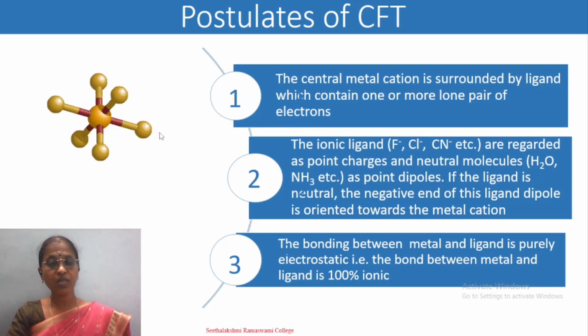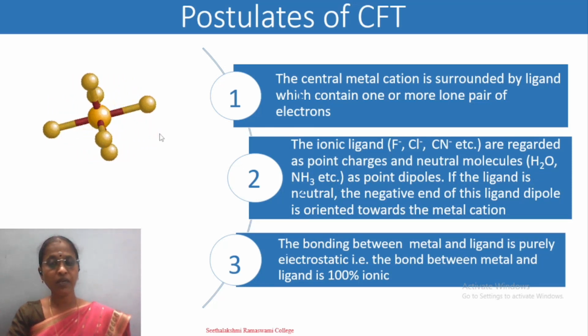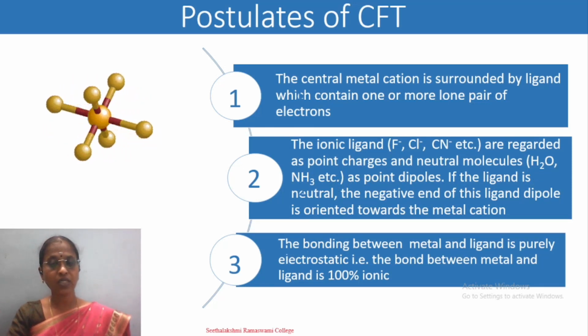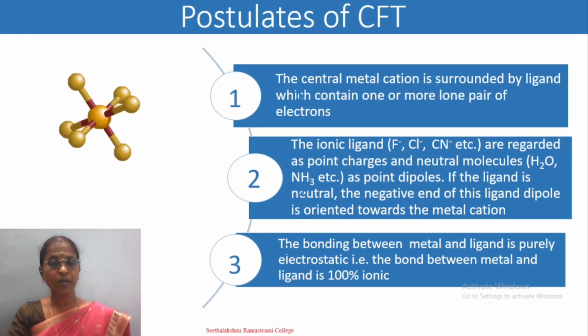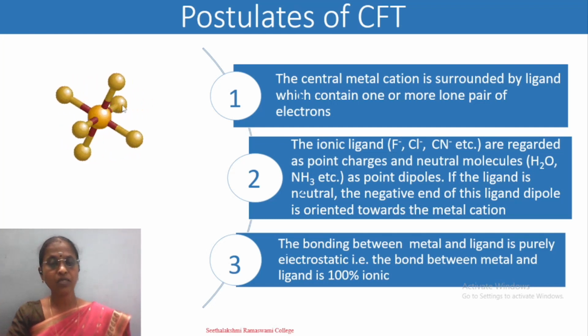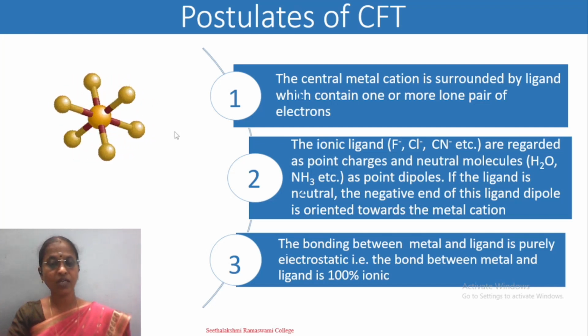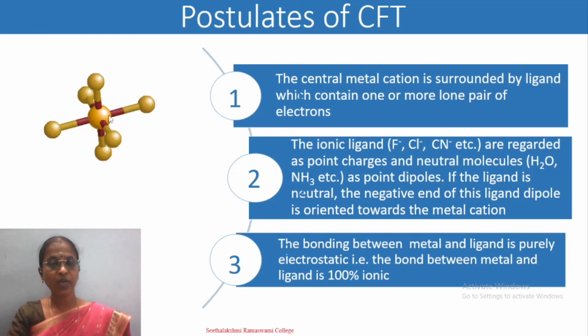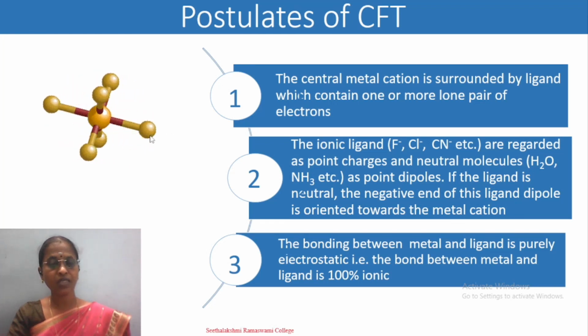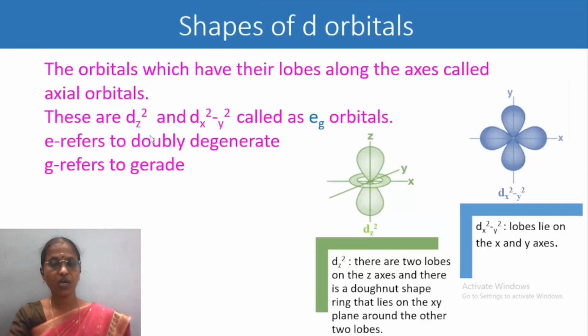If the ligand is neutral, the negative end of this ligand dipole is oriented towards the metal cation. The bonding between the metal and the ligand is purely electrostatic. That is, the bond between the metal and the ligand is 100% ionic.